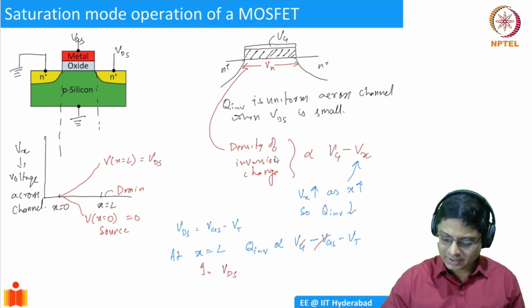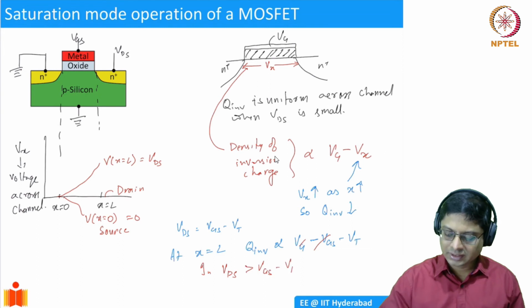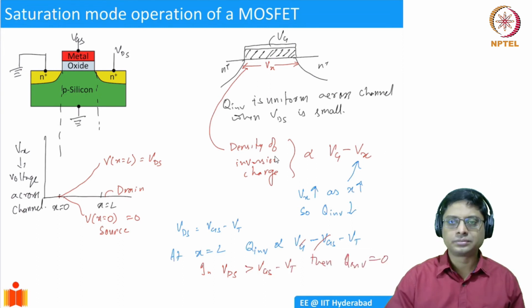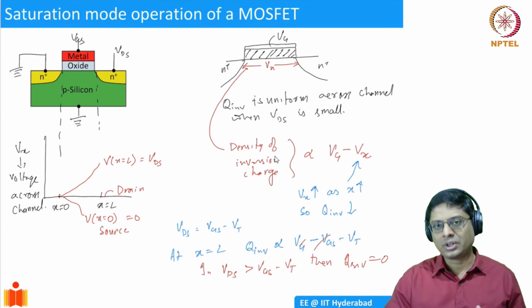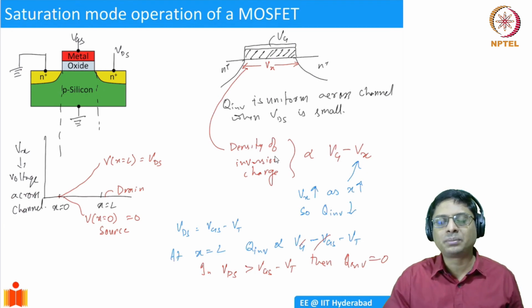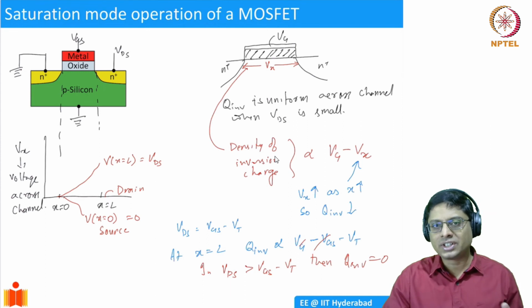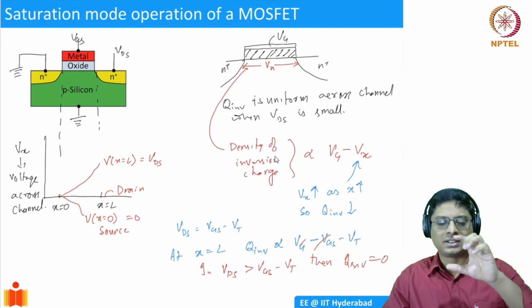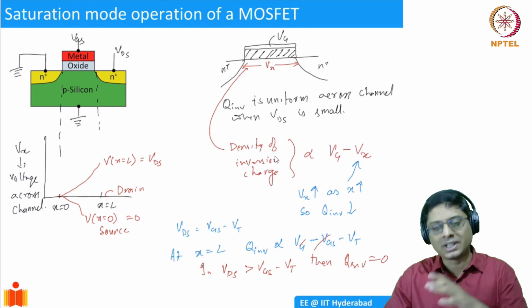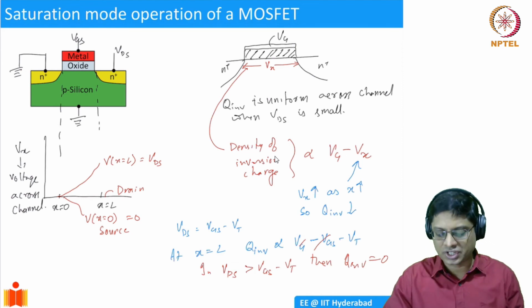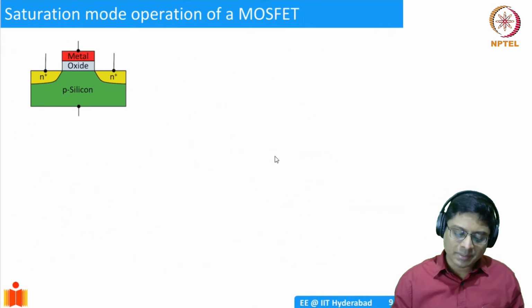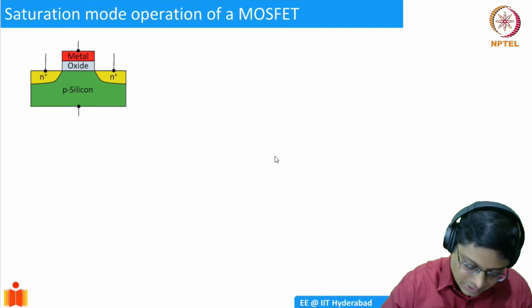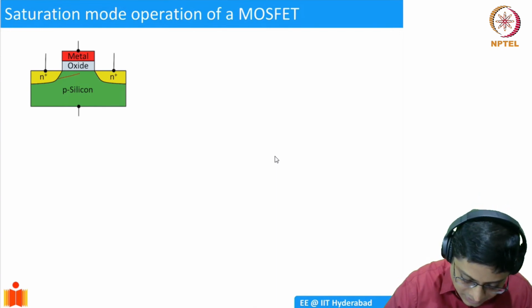VDS is greater than VGS minus VT, then Q inversion is equal to 0. Because the threshold is where you have Q inversion, but below threshold there is nothing, right? So essentially the effective gate voltage becomes less than VT, and so there is no inversion charge. Okay. So this I can schematically illustrate by drawing a structure with an inversion charge like this.